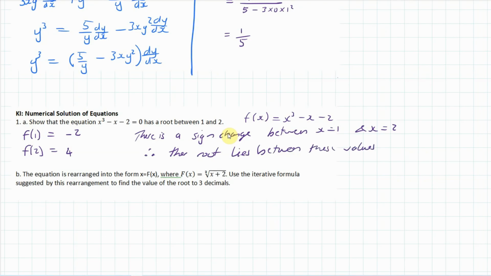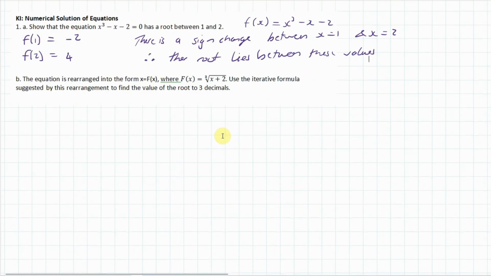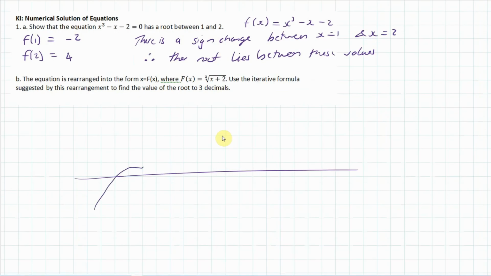Okay, and I'm sure you can figure out why this is. So if you've got a cubic graph like this, let's draw a better one than that. And let's say this is 1 and this is 2. You can see at 1, you've got a negative value here, and at 2 you've got a positive value, so there must be a root between them, because it must be crossing the x-axis at some point there.